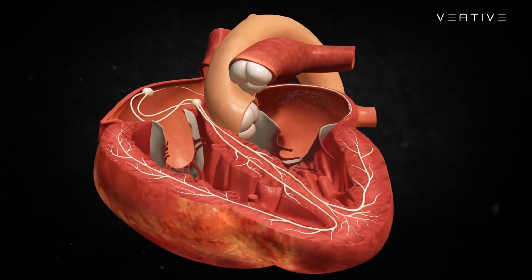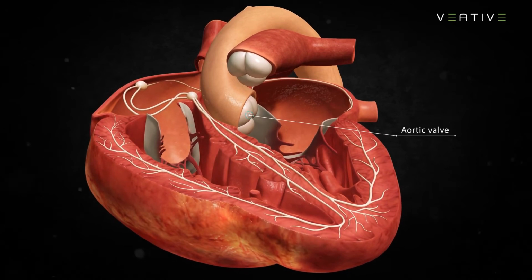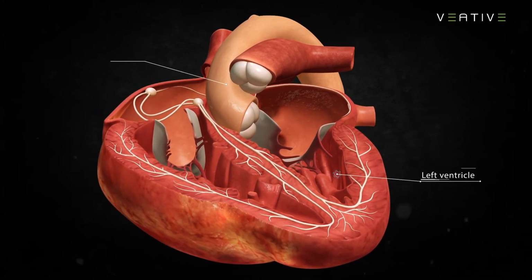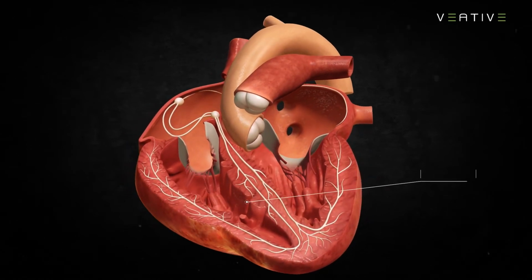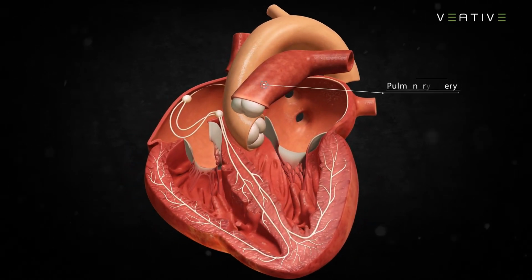Another important valve of the human heart is the aortic valve, which is situated between the left ventricle and the aorta. And the pulmonary valve is situated between the right ventricle and the pulmonary artery.